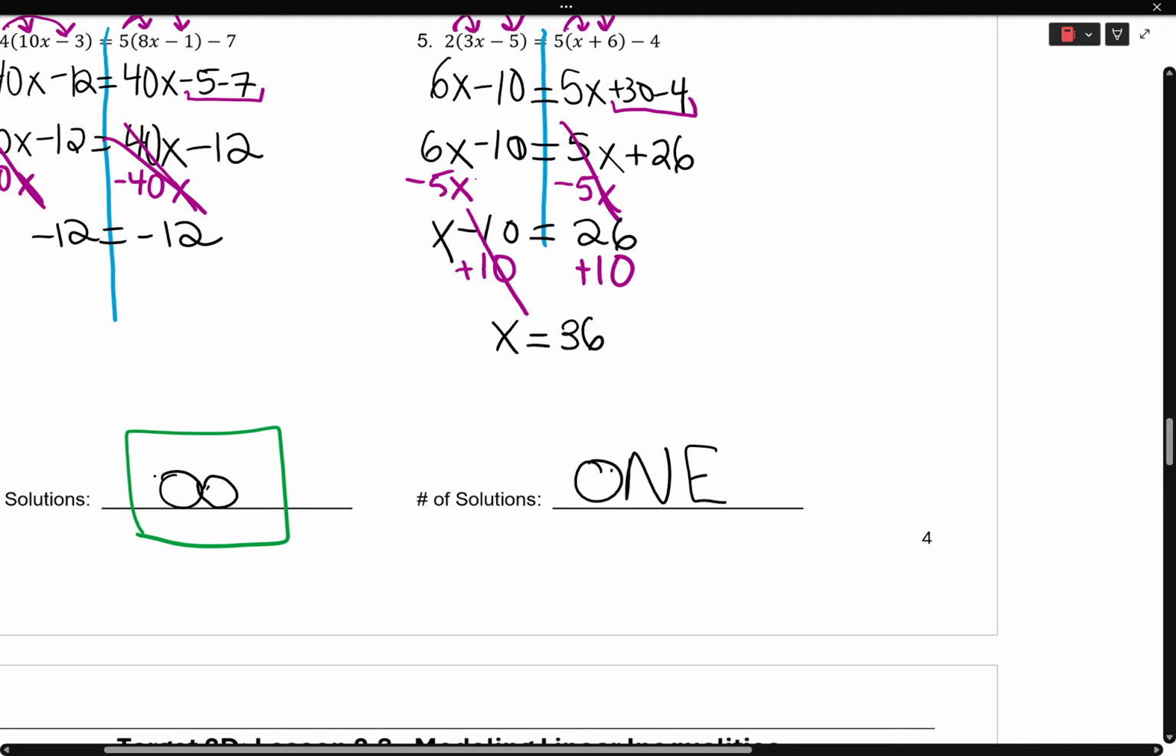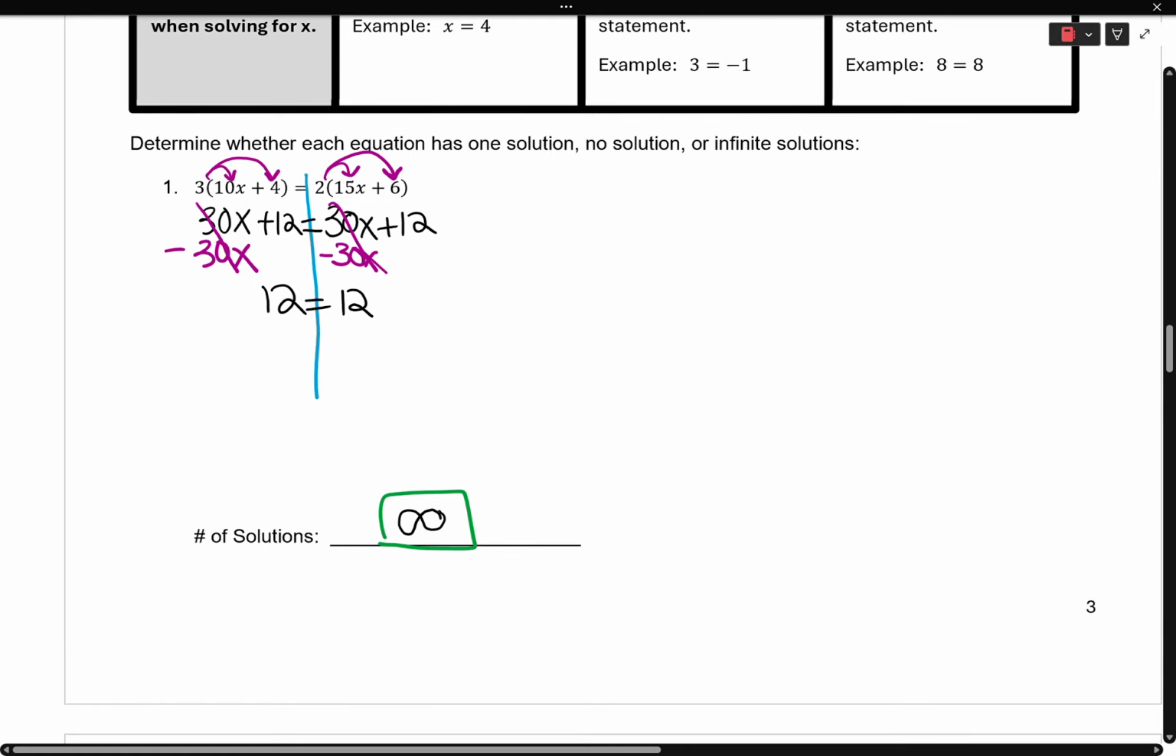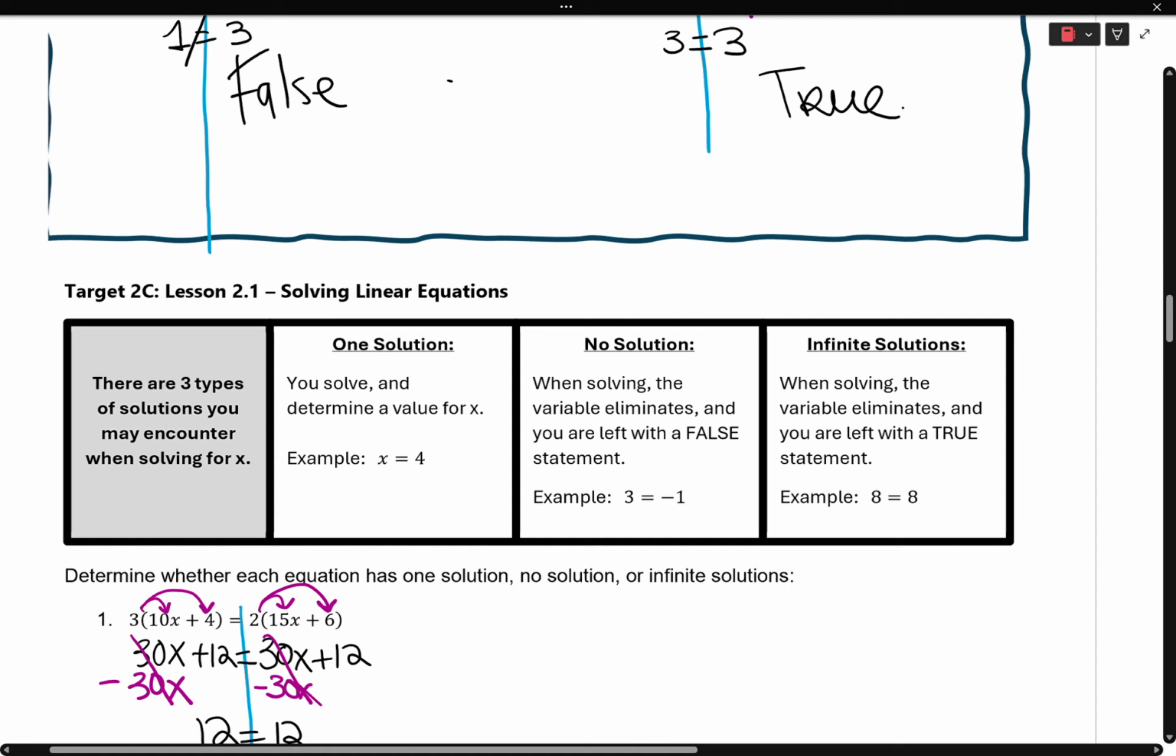Okay, so those were our very weird problems. We got through them, and now we know the 2 new types of solutions: no solutions or infinite solutions.